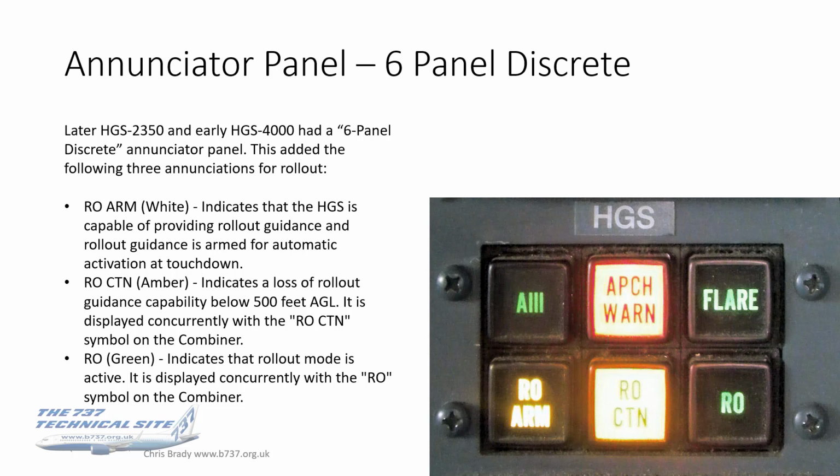Discrete panel, and it added 3 annunciations for rollout. So the bottom row there is all about rollout. You got rollout arm in white, like most ARM modes. So it basically tells you that rollout will be available. Rollout caution in amber indicates a loss of rollout capability below 500 feet. And rollout green indicates that rollout is actually active. You also get that on the combiner as well.